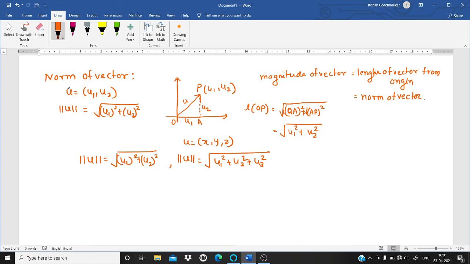Now suppose my vector space is of n dimensional. Say u1, u2, u3 and so on un, a vector from the Rn, that is a real space of n dimensions. The x-axis, y-axis, z-axis and so on, so on, so on. All the axes are reals. Then norm of such a vector u will be in the same line square root of u1 square plus u2 square plus and so on plus un square.